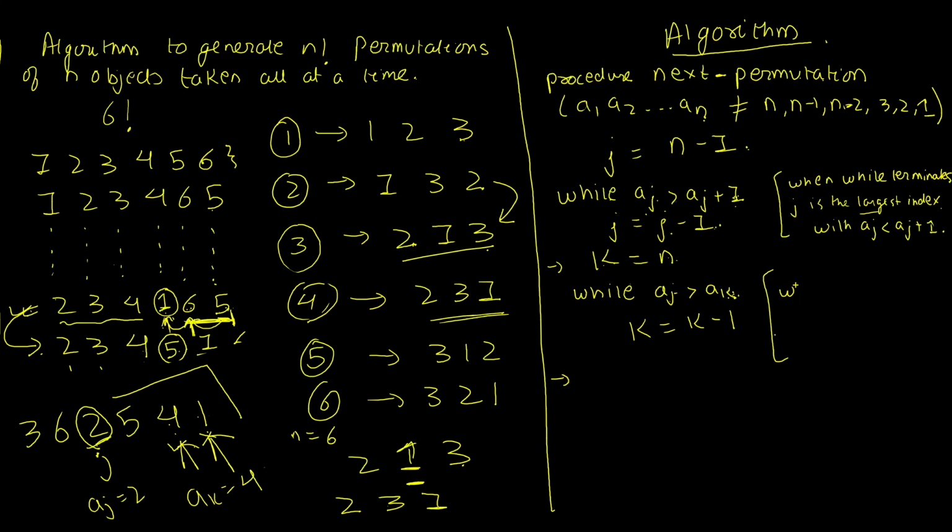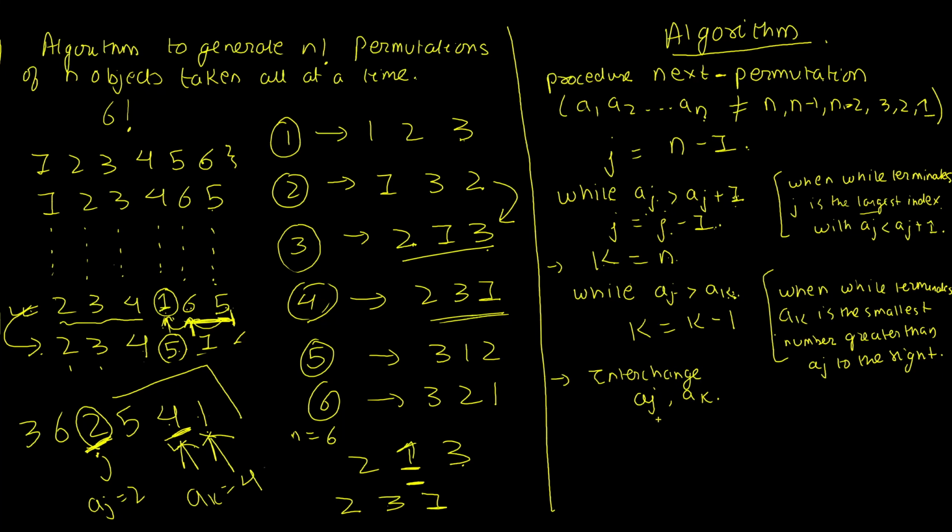We can say when this while loop terminates, we are confident that ak is the smallest number greater than aj to the right of it. So I've located my 2, I've located my 4. The next thing that I want to do is interchange. Alright, so after interchanging aj and ak, let me mention here what it looks like. So it looks like 3, 6, 2 will be replaced by a 4, 5, 2, 1. And remember, this is the position j and this is the remainder of the right.